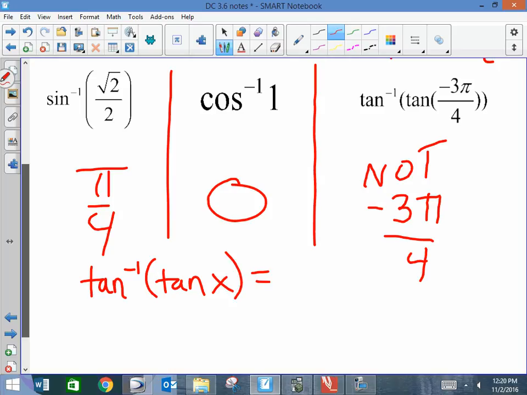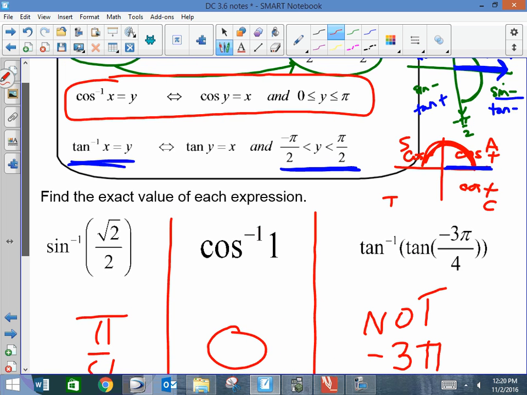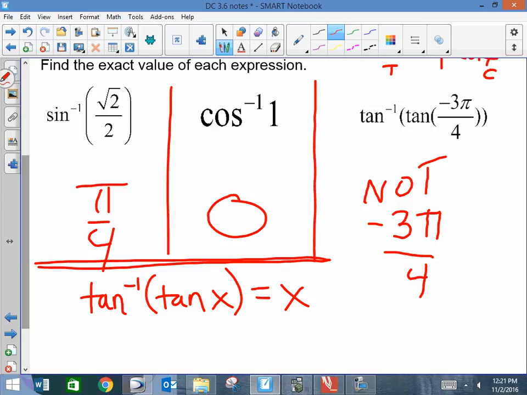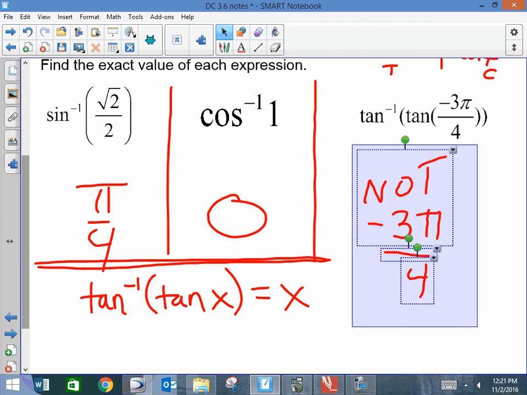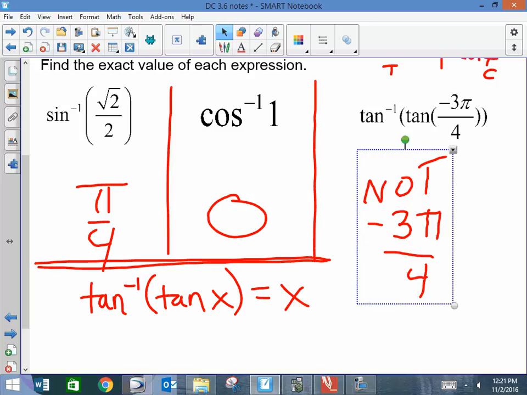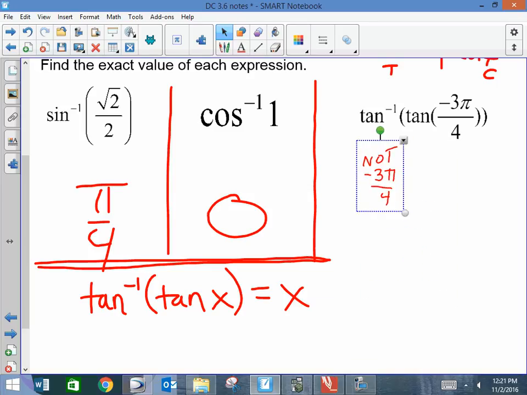What's the kind of rule? The inverse of the regular function should be what? Right. Should be x. Okay. Well, why isn't that one negative 3 pi over 4 then? Thank you, Lizzie. Did everybody hear what Lizzie said? Say it again.